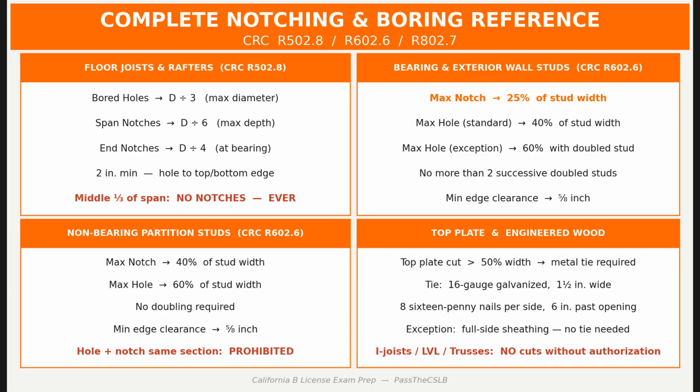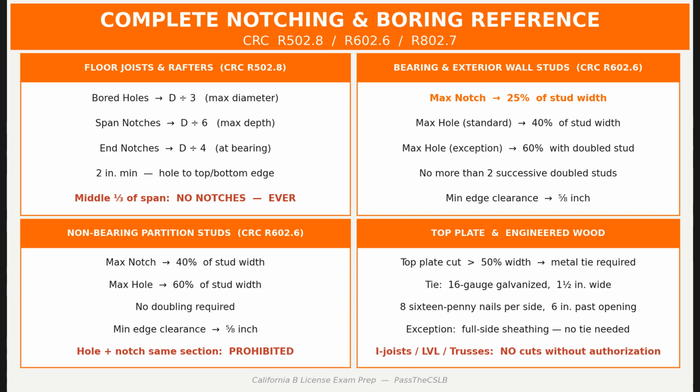Trap 3 is the 60% hole requiring a doubled stud. If a question describes a hole exceeding 40% of the stud width in a bearing or exterior wall, any answer choice that approves the hole without requiring a doubled stud is wrong. The 60% exception exists only in conjunction with the doubling requirement. They are inseparable. Trap 4 is applying solid lumber fractions to engineered products.